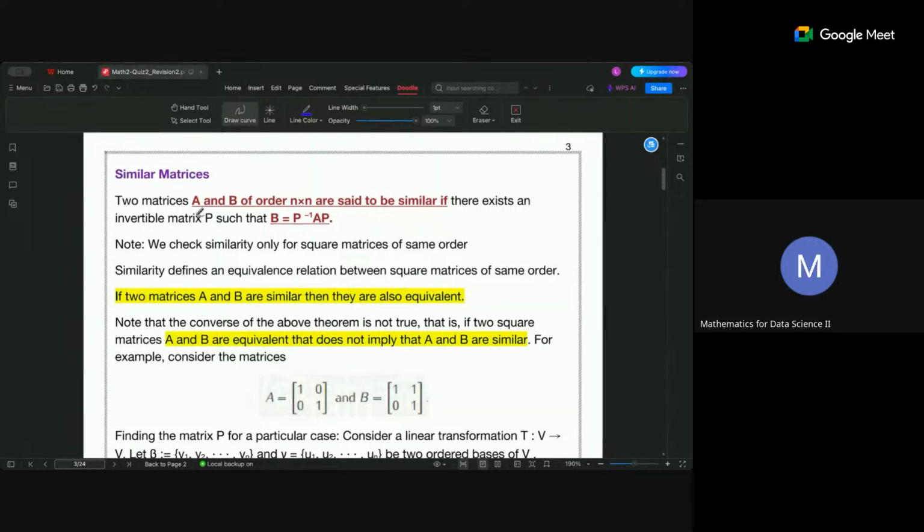So what is that? A and B are said to be similar if we can find an invertible matrix P such that B is equal to P inverse AP. So instead of any invertible matrix Q, here specifically we have P inverse.